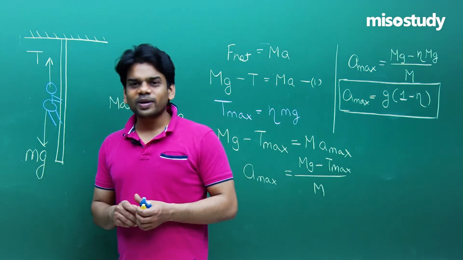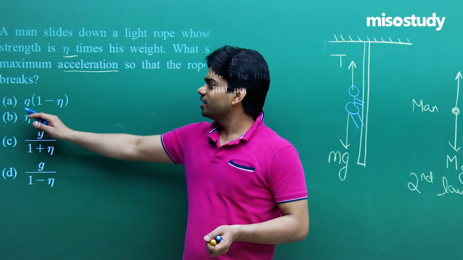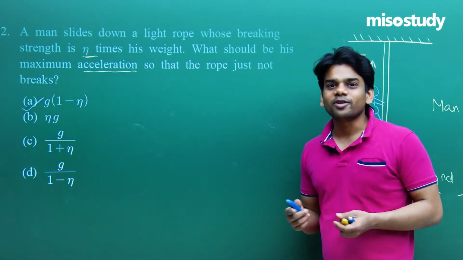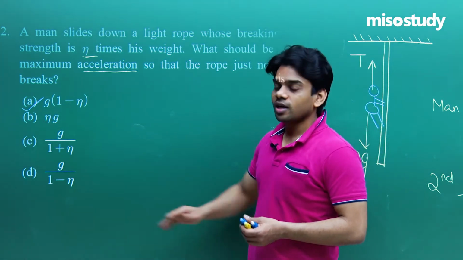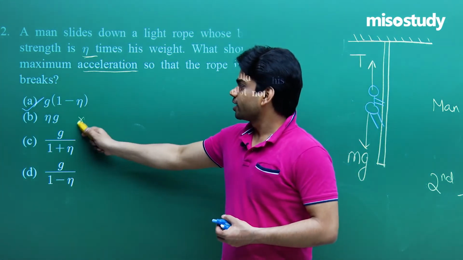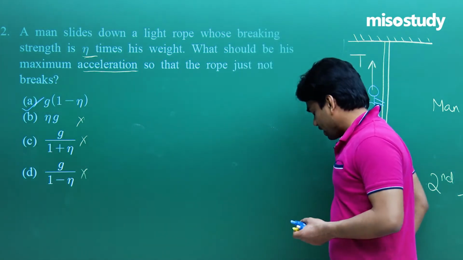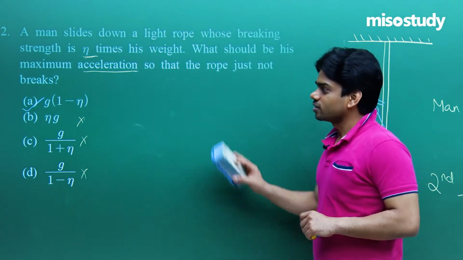So we are getting g(1 minus eta). Let's check the options. Option A, g(1 minus eta), clearly suits with the answer that we are obtaining. The rest, eta g, g upon 1 plus eta, g upon 1 minus eta, are all incorrect. So I believe that this would make you understand how to use the concept of laws of motion in doing such questions. Let's go ahead.